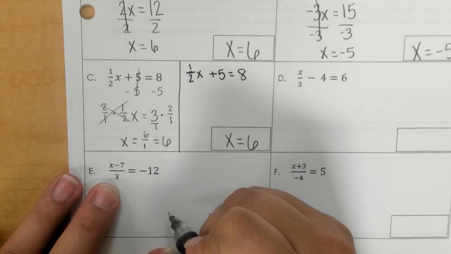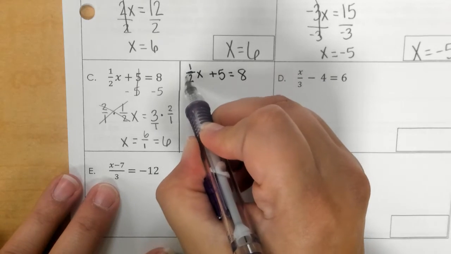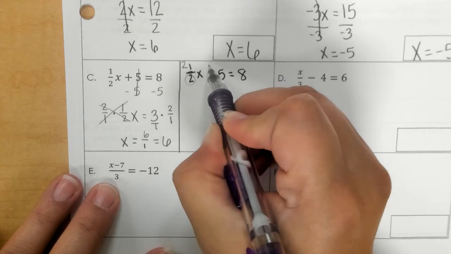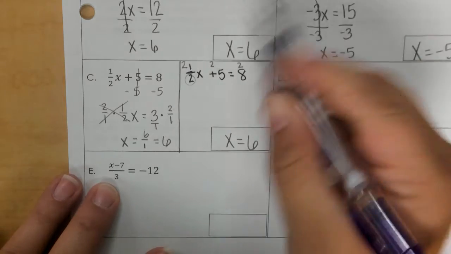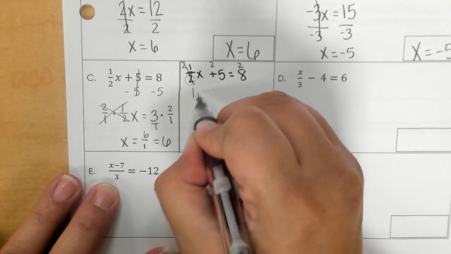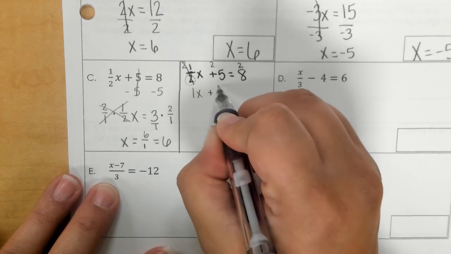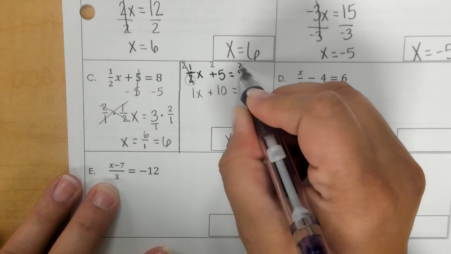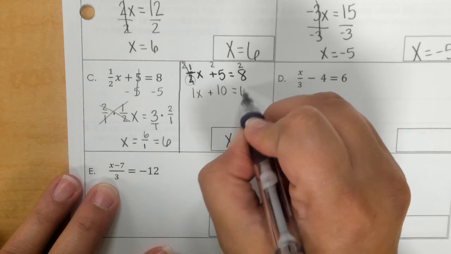The other way is called clearing the fraction. So I see my denominator is 2, so I would put a 2 above every term. These 2's cancel, and you're left with 1x. We multiply, we get 10. We multiply here, and we get 16.